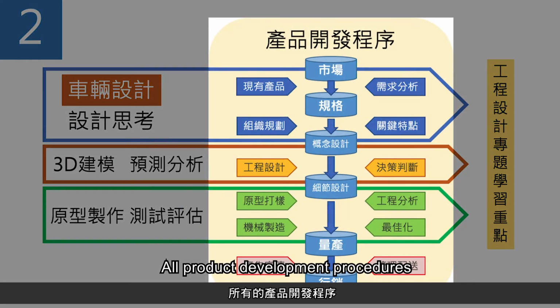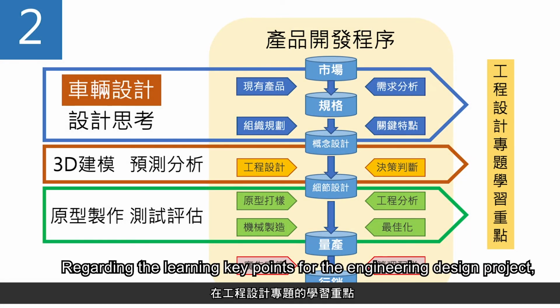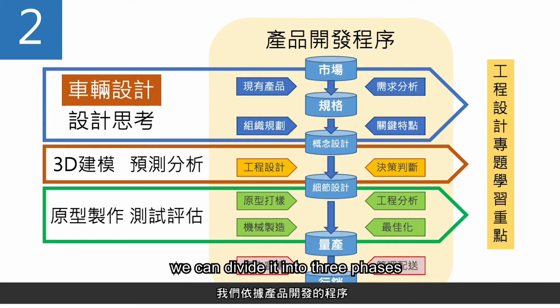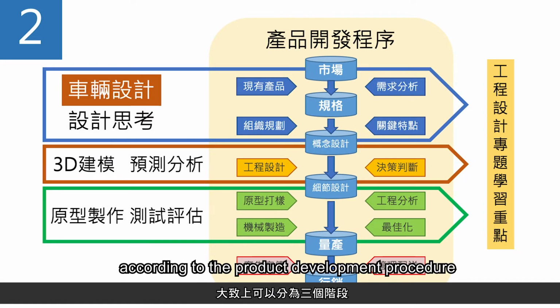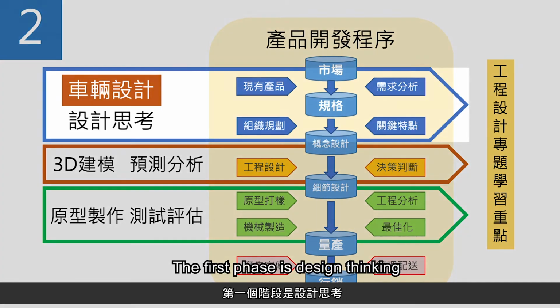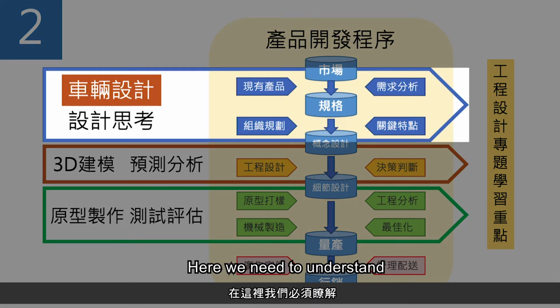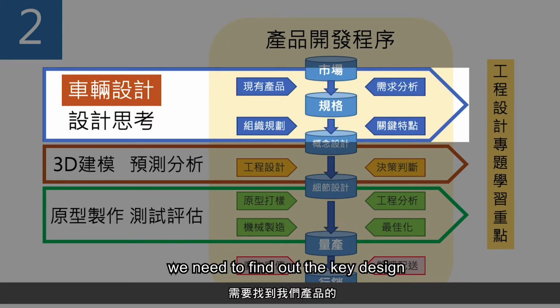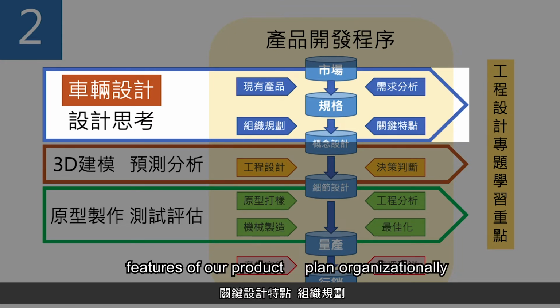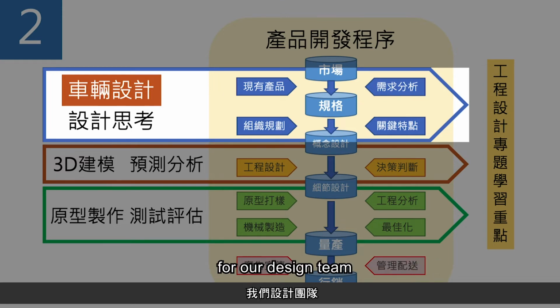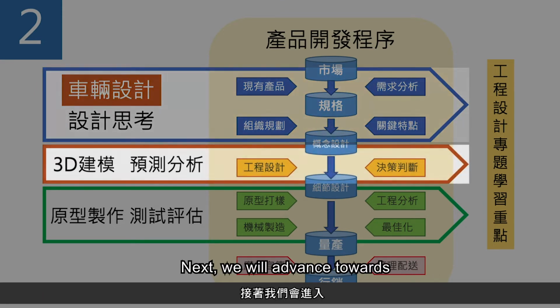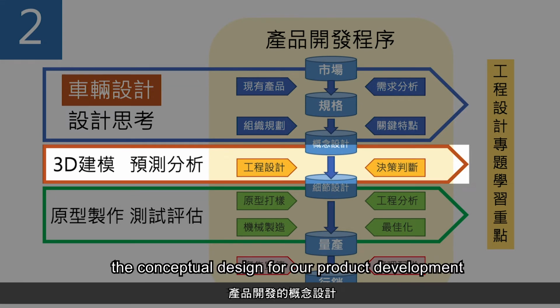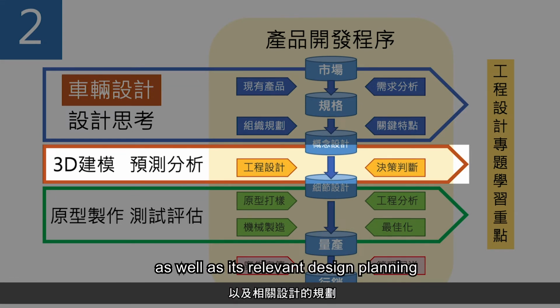All the product development procedures have a similar structure as this figure. Regarding the learning key points for engineering design product, we can divide into 3 phases according to the product development procedure. The first phase is design thinking. Here we need to understand vehicle design from this product. Regarding the analysis of its requirements, we need to find out the key design features of our product, plan organizationally for our design team to perform further studies. Next, we will advance towards the conceptual design of our product development, as well as its relevant design planning.